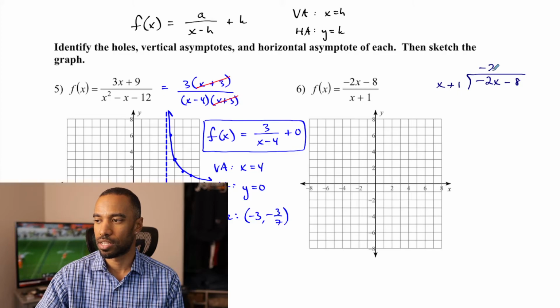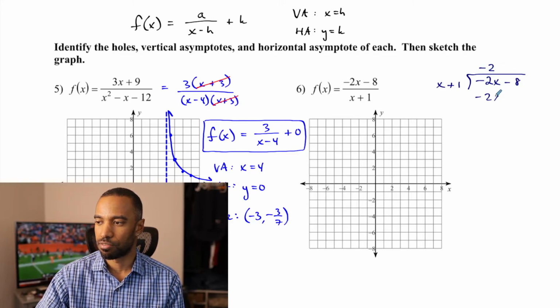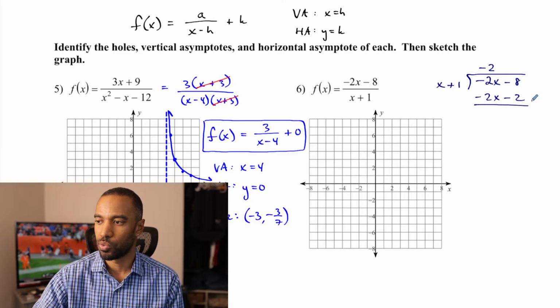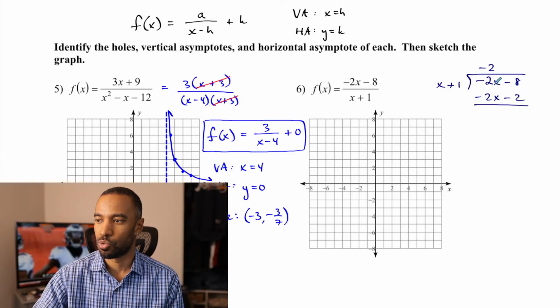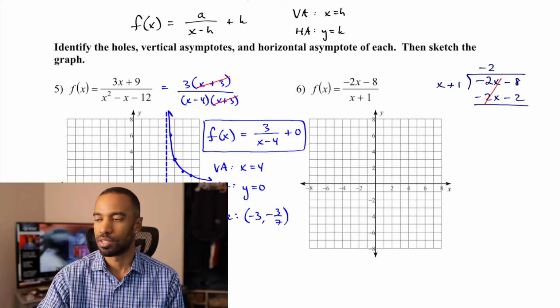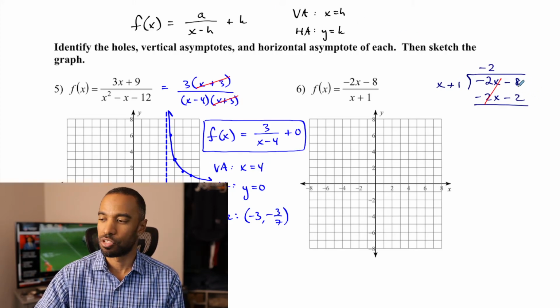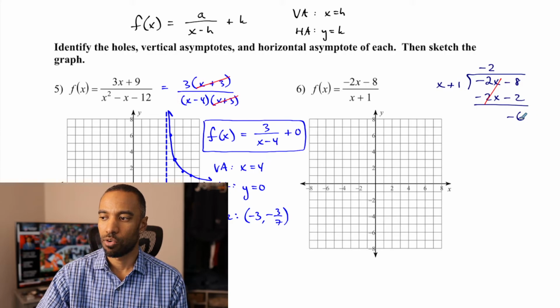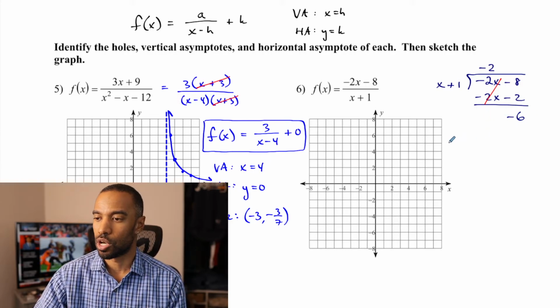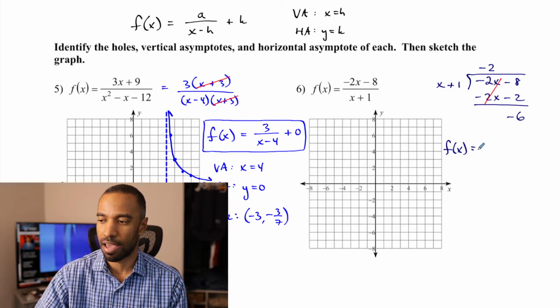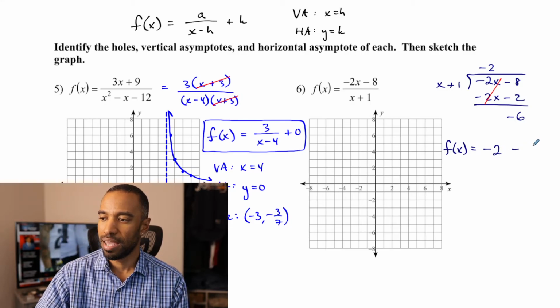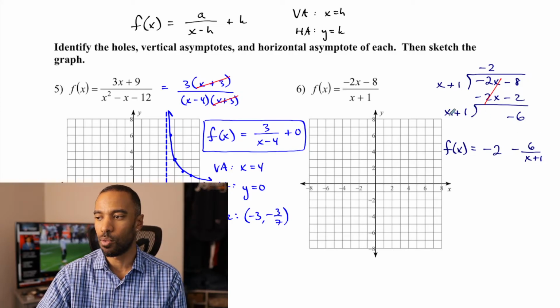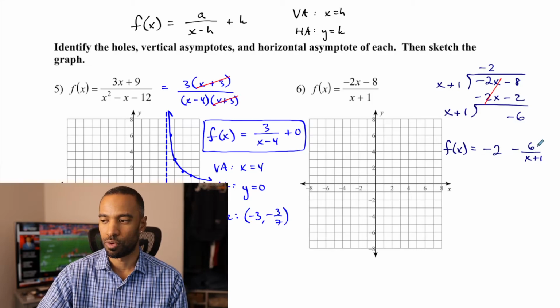X goes into negative 2x, negative 2 times. X times negative 2 is negative 2x. 1 times negative 2 is negative 2. Let's subtract the results there. Negative 2x minus negative 2x is 0. Negative 8 minus negative 2 is negative 8 plus 2, which is negative 6. That leaves us with a quotient of negative 2 and a remainder of negative 6. So another rewrite of this equation could be f of x equals negative 2 minus 6 over x plus 1. Negative 6 could not go into x plus 1 any certain amount of times, so it's still over that whole.